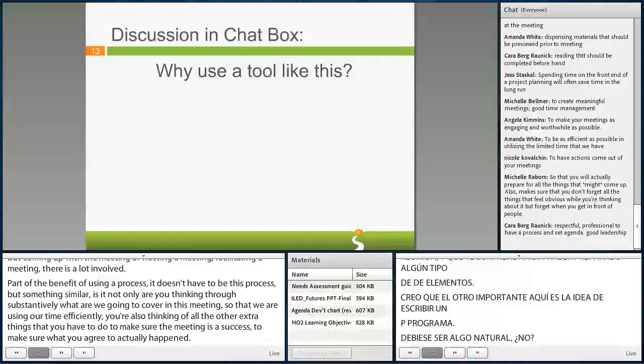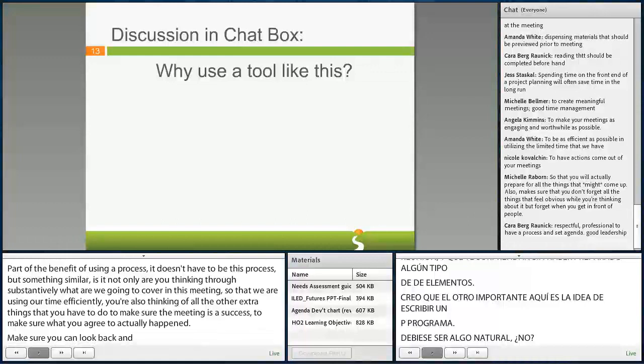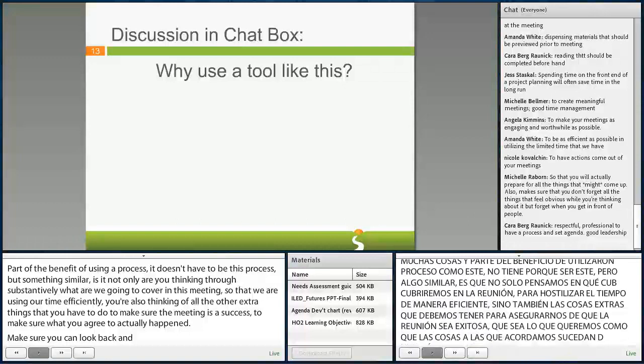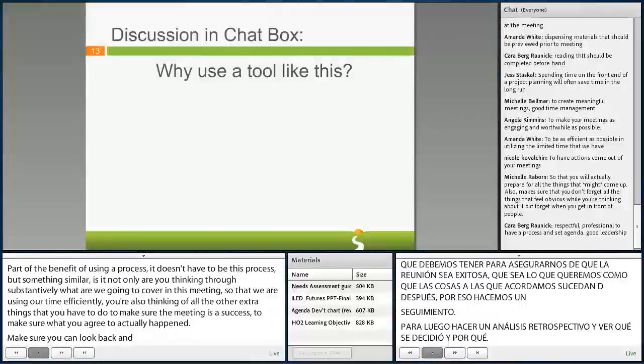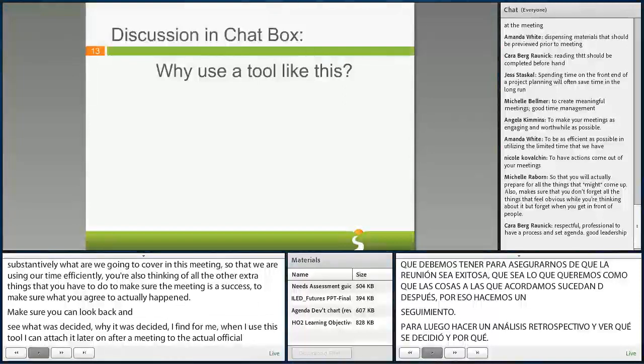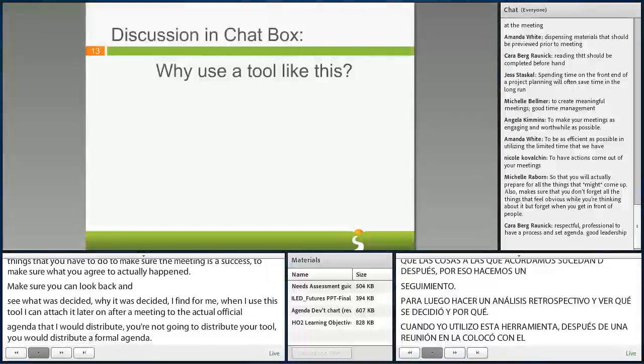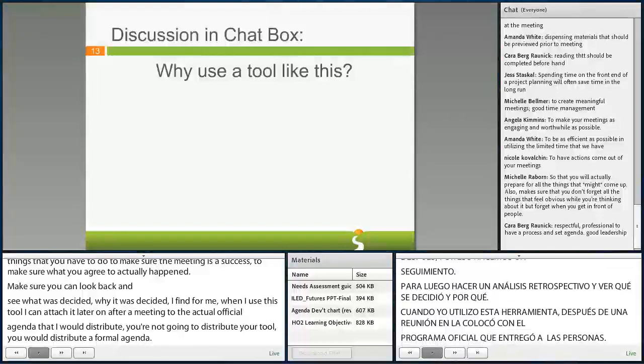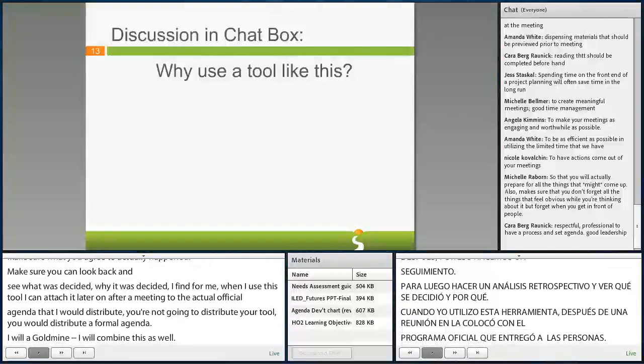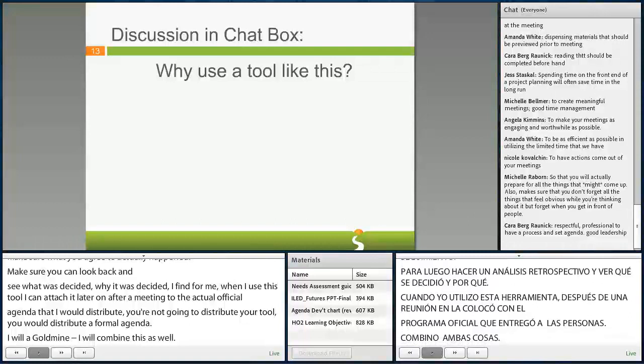I find for me, when I use this tool, I can attach it later on after a meeting to the actual official agenda, right, that I would distribute to folks, because you're not going to distribute your tool, you would distribute a formal agenda. But I will combine the two, so if I have to go back and look, I can say, oh, okay, this is what I was hoping to do here, and this is why I put this in here, right? So you can see a little bit more of your thought process. Kara wrote in, respectful, professional, to have a process and set an agenda. Good leadership. Yeah, I think that's true.